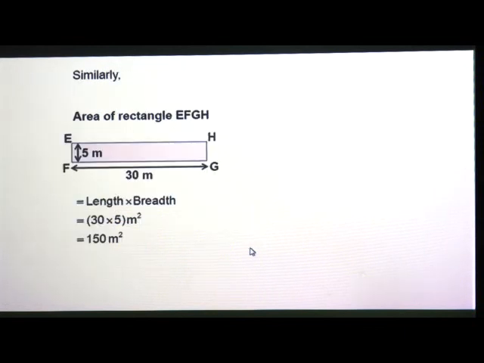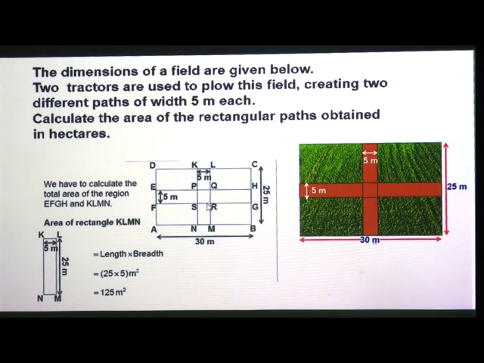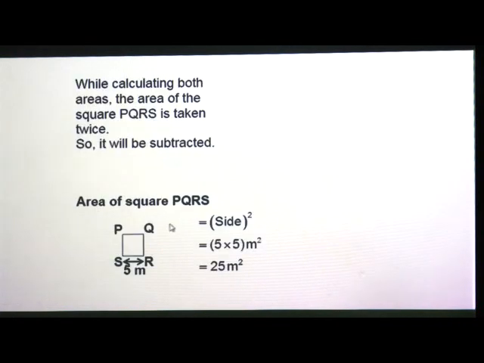So, this is the PQRS. Now, this is 5 meter as well as this PS is 5 meter. So, opposite sides are equal, so we can say PQRS is a square. So, we first found the area of KLMN, we found the area of EFGH, and we tried to find the area of PQRS. So, the area of PQRS, that is 5 meter multiplied by 5 meter, is 25 meter square.